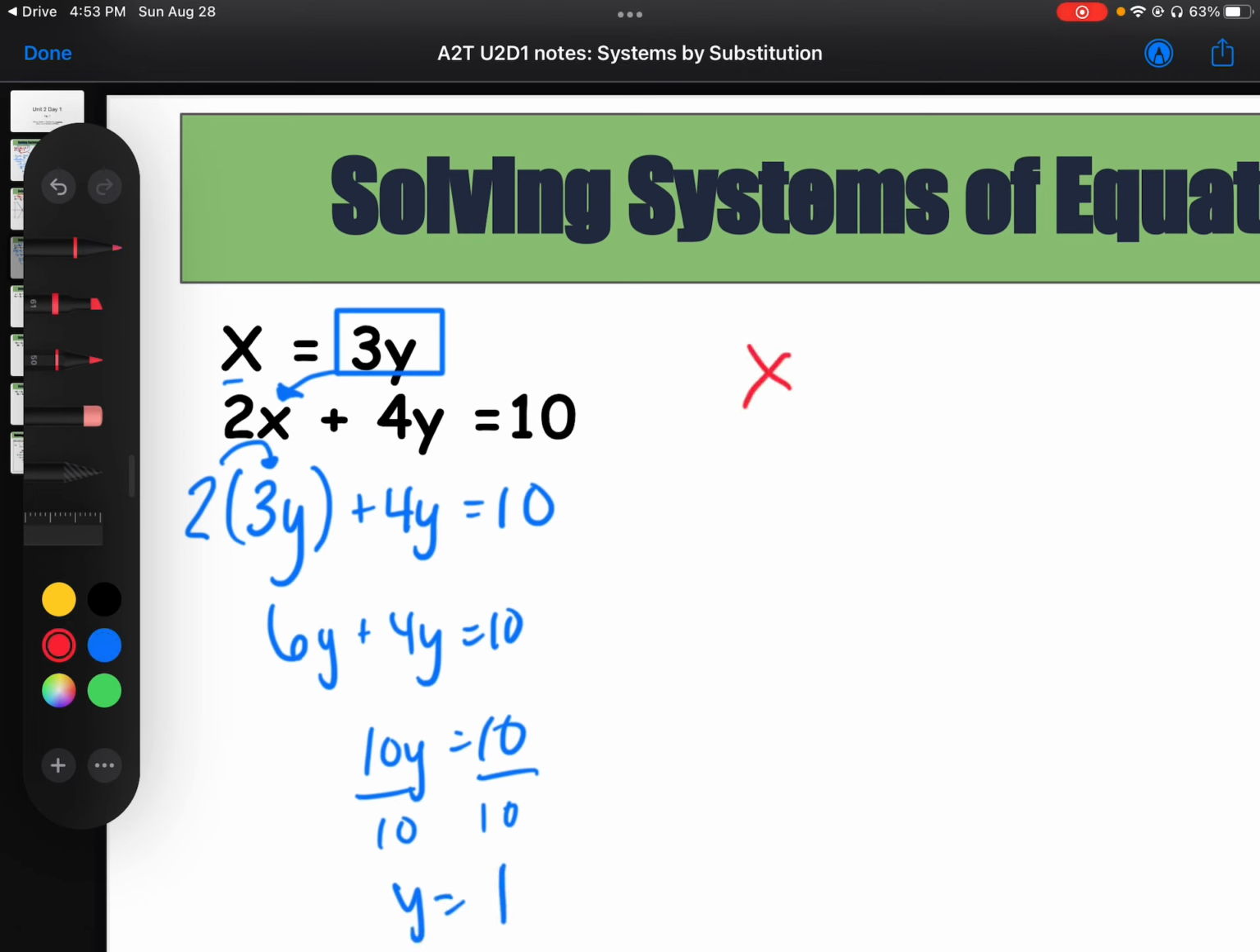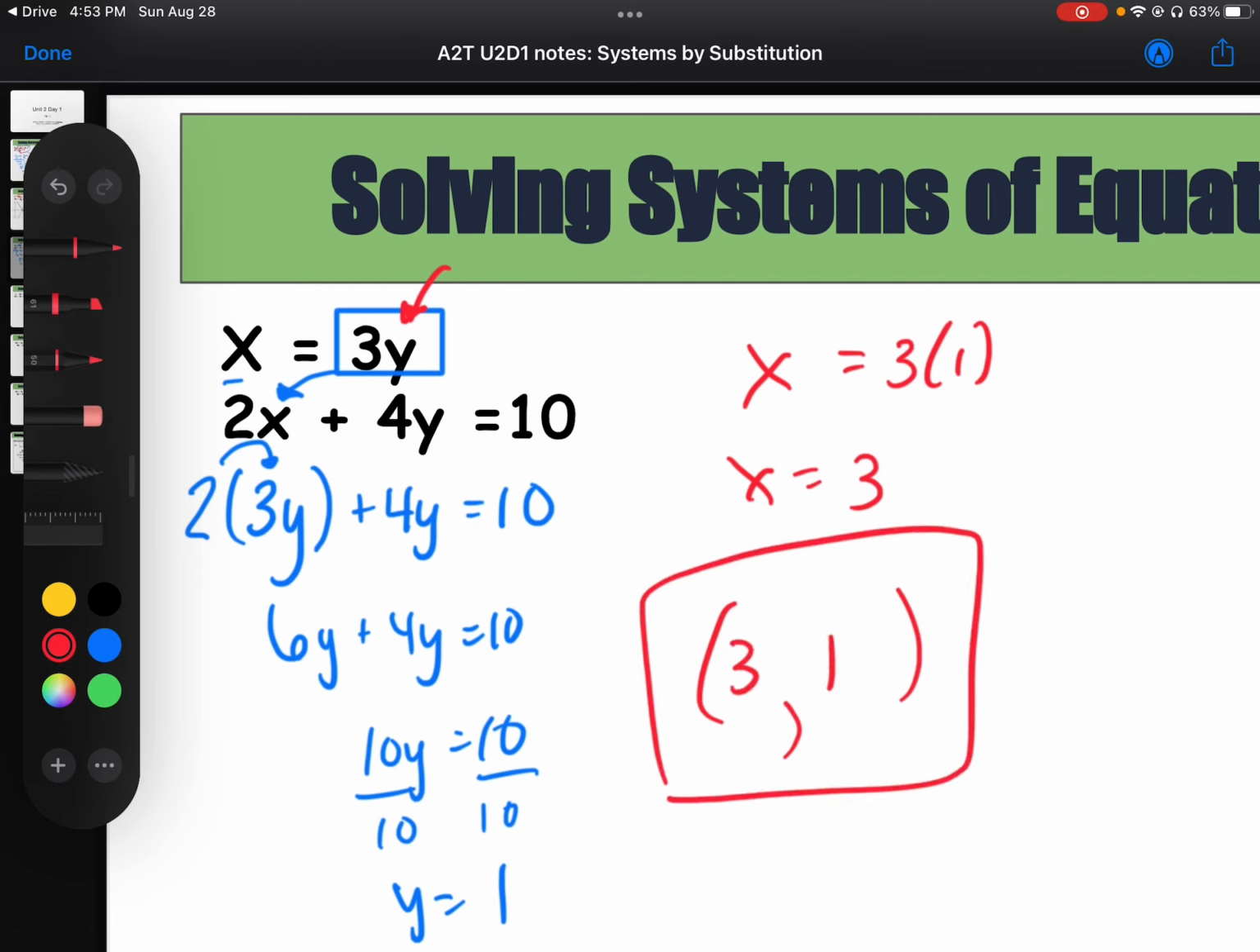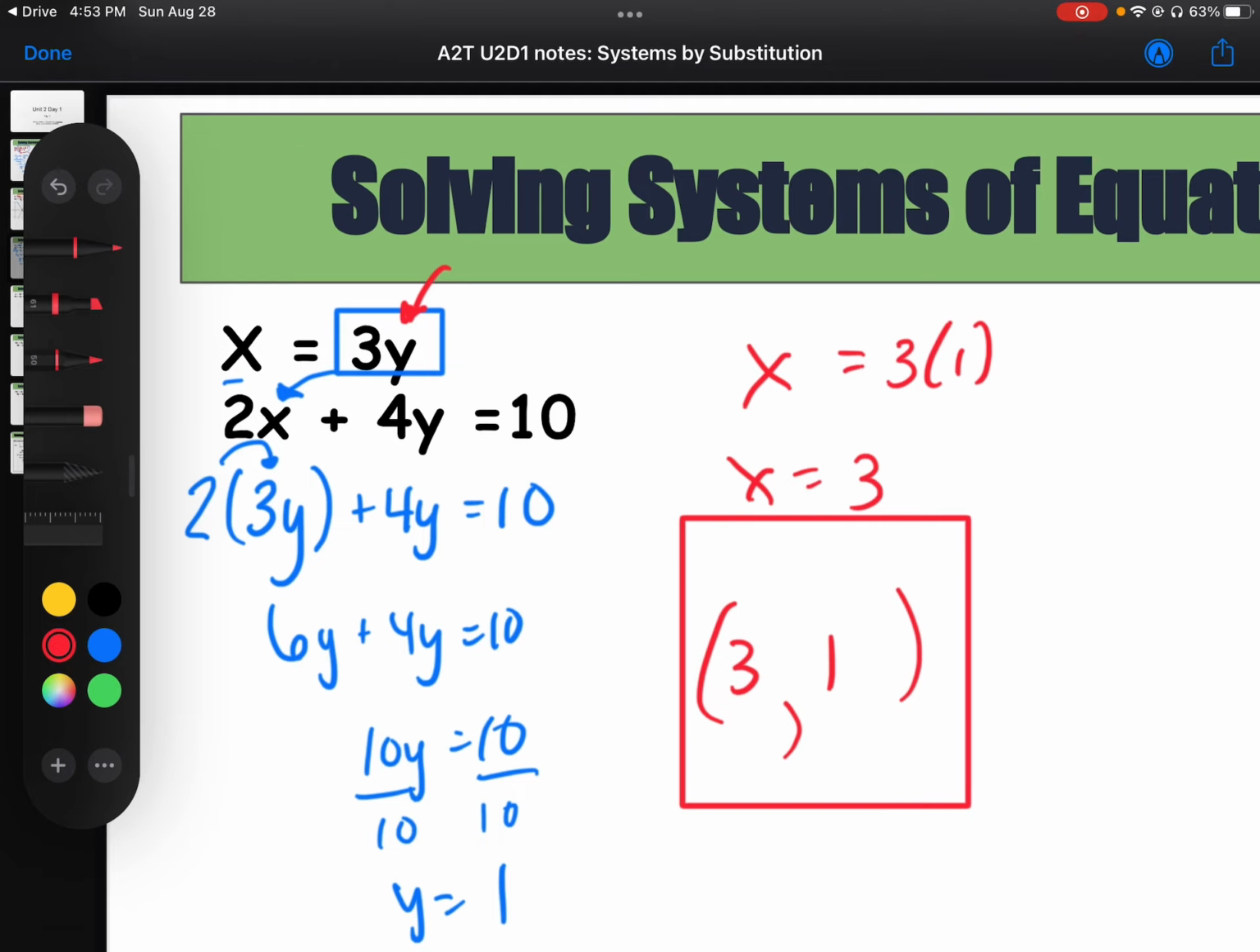Take that, plug it into the isolated equation. X equals 3 times 1, so x equals 3. My final answer should be an ordered pair, 3, 1. Okay.